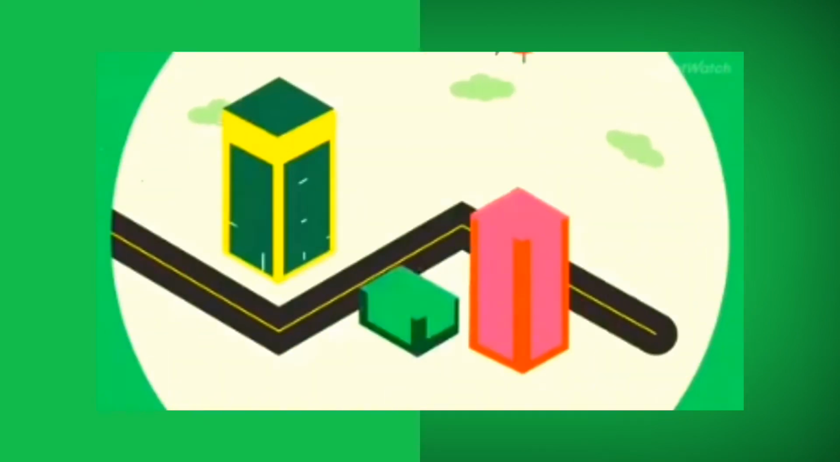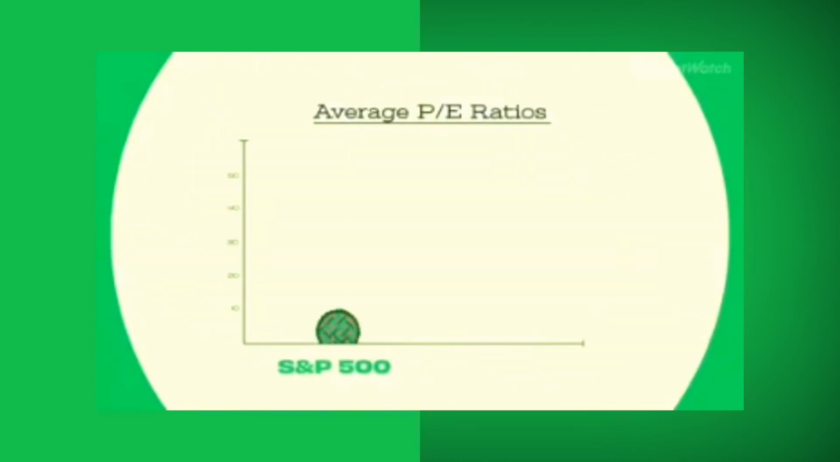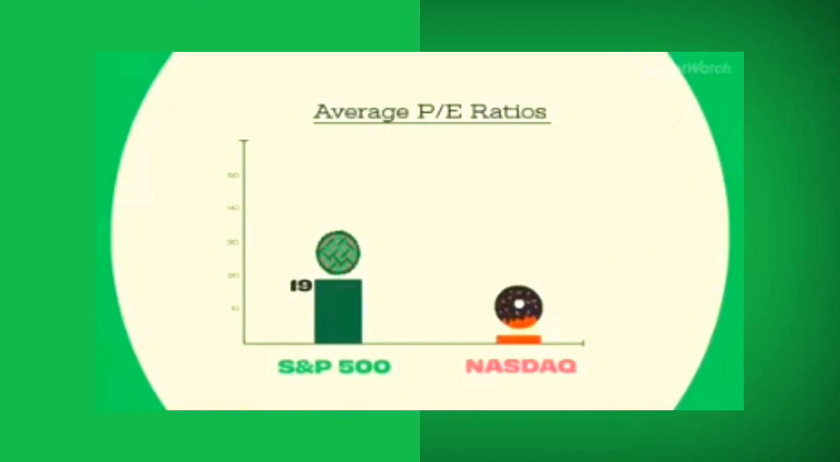Broad market indexes also have their own PE ratios. For example, over the last 5 years, the S&P 500 has had an average PE ratio of about 19. Meanwhile, the Nasdaq Composite, home to many high-growth tech stocks, has had a higher PE ratio of around 26.